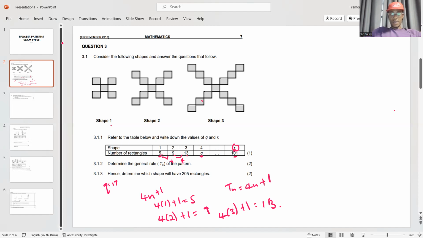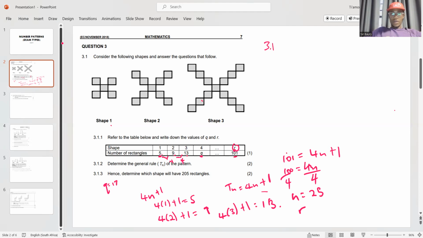So for me to get R, I know that these are equal. So 101 is the term, then 4n plus 1 to find R. So 100 is equal to 4n. Divide by 4, divide by 4, n is going to be equal to 25. So that will be my R.